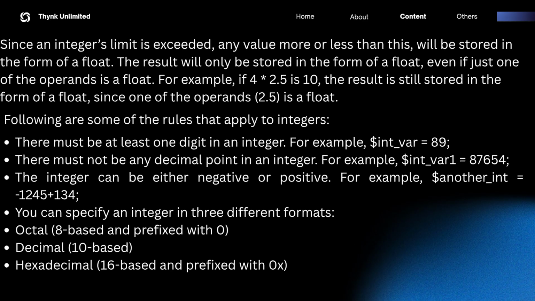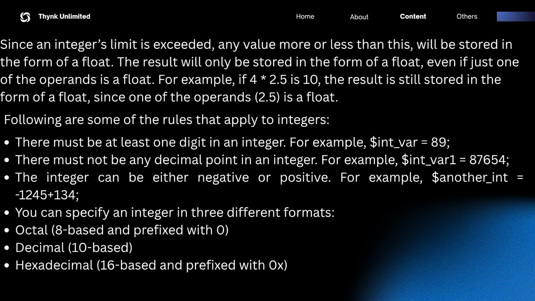Let's look at this example. $result = 4 * 2.5; even though 4 is an integer, 2.5 is a float. The result 10.0 will be stored as a float because one of the operands, 2.5, is a floating point value. This process of automatic conversion between data types is known as type juggling in PHP, and it's one of the reasons PHP is considered a flexible and beginner-friendly language.